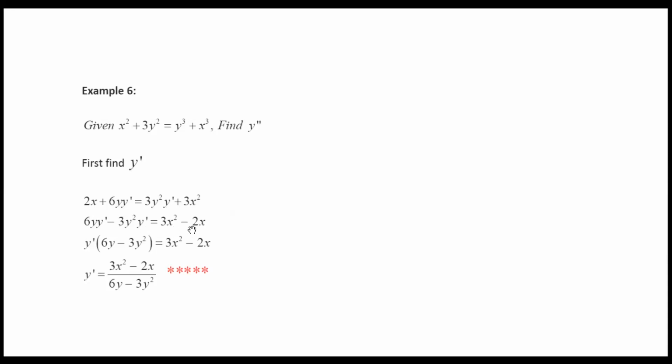Non-y primes to the right. Factor out y prime, solve for y prime. So we have the first derivative, and that's not difficult. We also put 5 red stars, asterisks, whatever, next to it. That means that is very important to the ongoing of the problem. And if that is not correct, then the second derivative is not going to be correct.